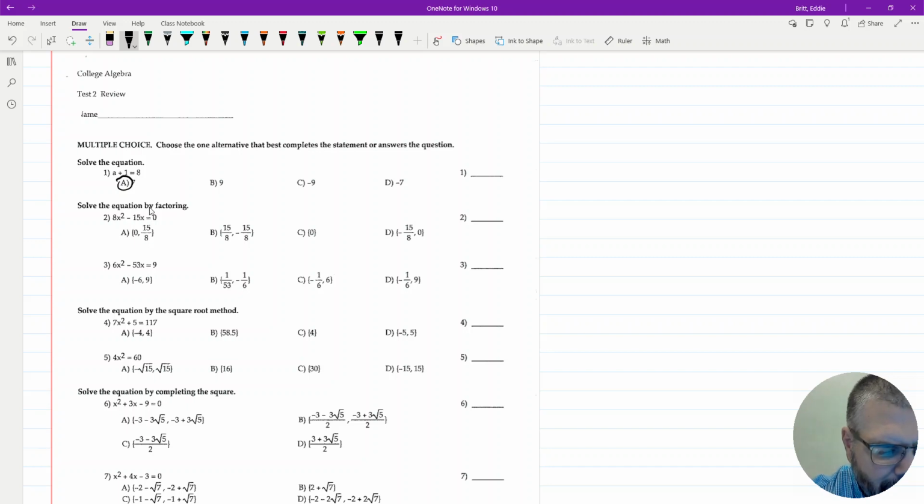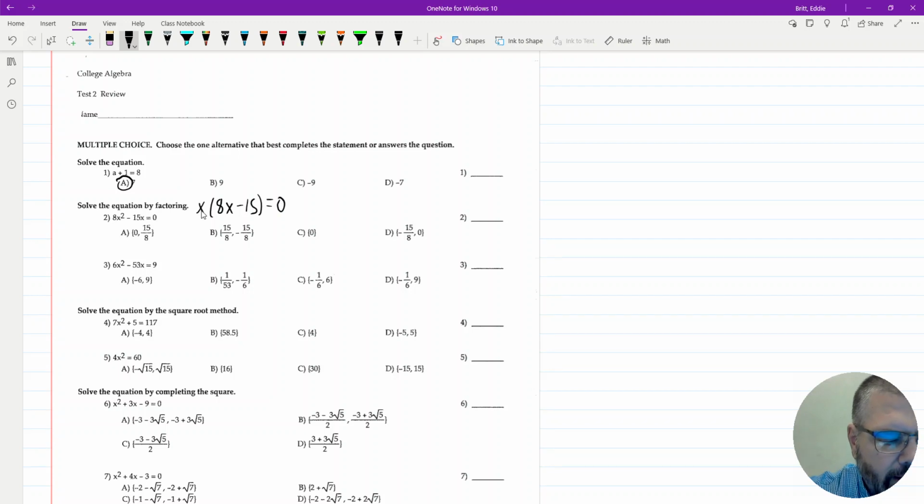Number 2 says to solve by factoring. So whenever we have two terms, the x squared term and the x term, but we don't have the constant term, to solve by factoring, you want to factor out what you can out of those two terms. So if I factor an x out, that's going to leave me with 8x minus 15.